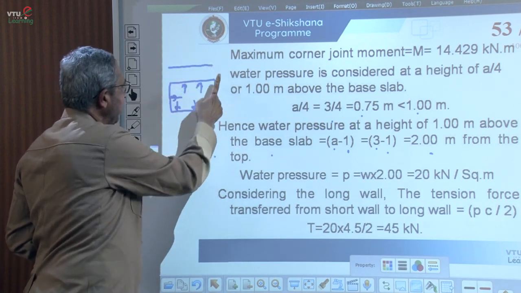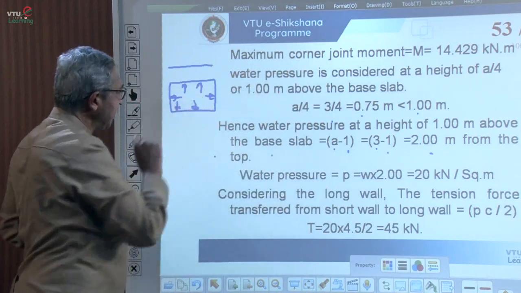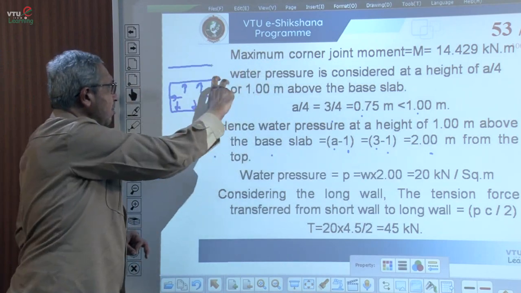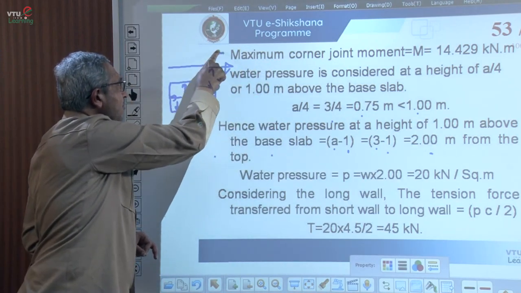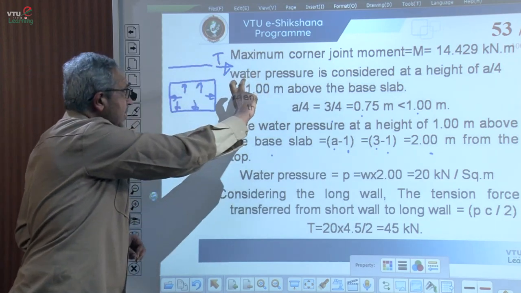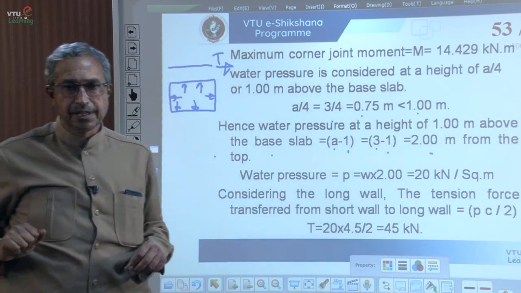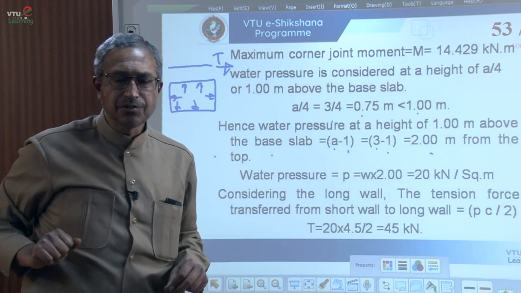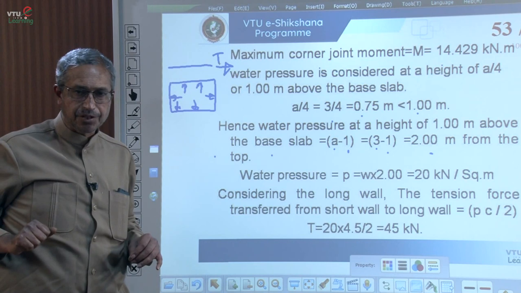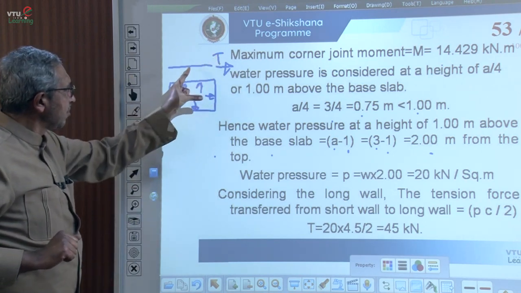If I consider this long wall, this short wall is being pulled by the internal water pressure. This short wall being pulled will transfer a tensile force to the long wall. The pulling of the short wall transfers the tensile force T to the long wall. This is the concept of design which has been undertaken over a century from the past. So, this short wall induces a tension in the long wall.